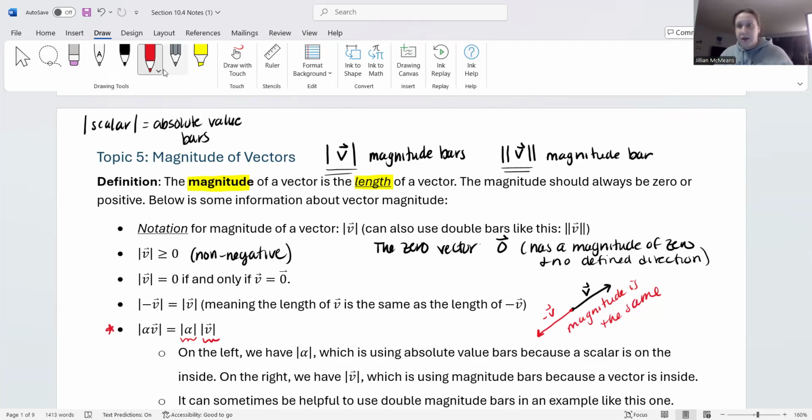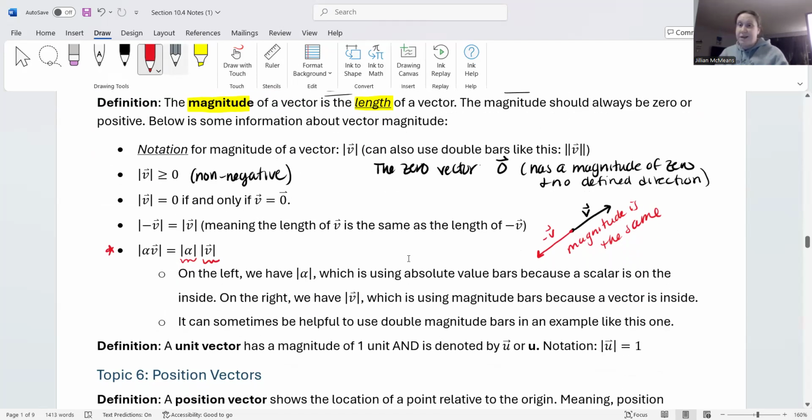So just really, it comes down to what's inside. If it's a scalar inside, absolute value. If it's a vector inside, magnitude. Okay. So one more definition really quickly, and then that's really it for this video.